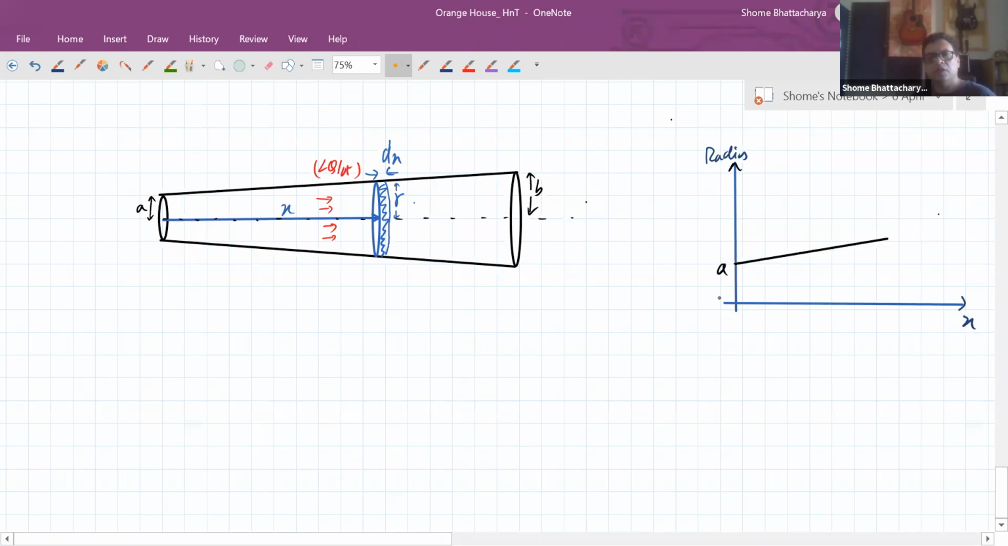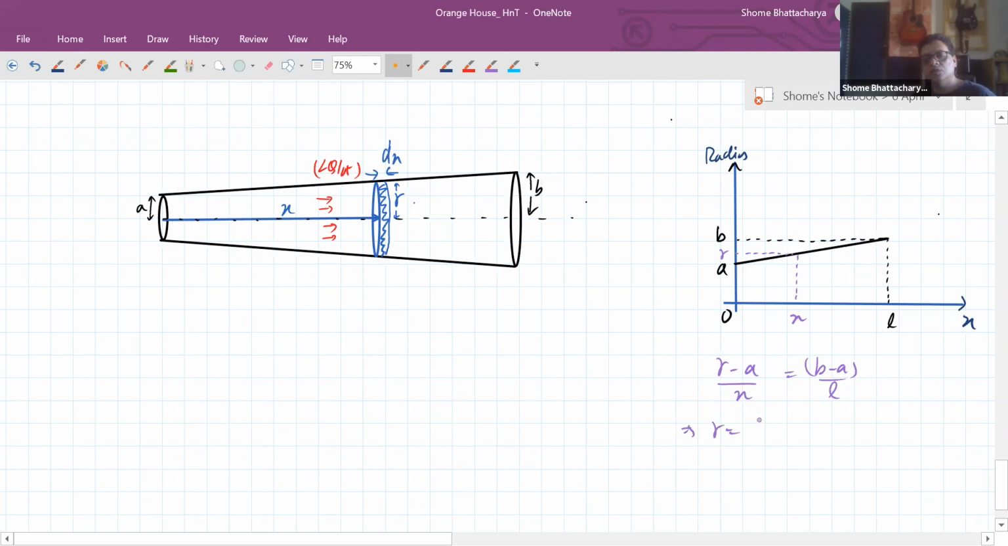The radius is equal to a at x equal to 0 and the radius is equal to b at x equal to L. So in between, at some general x like this, how will we find the radius? You can see that (r minus a) upon x is equal to (b minus a) upon L.